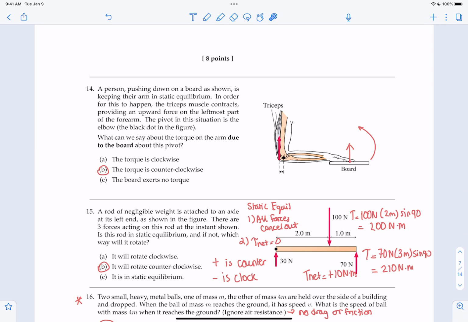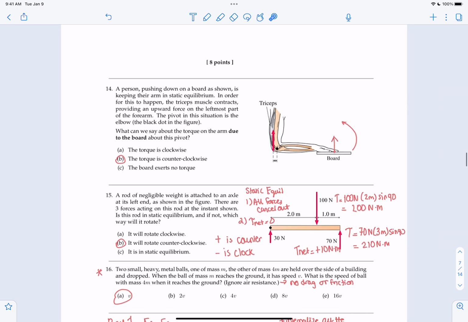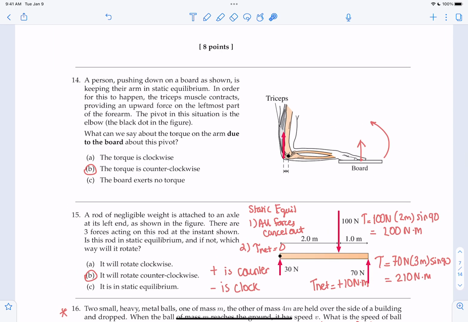I hope the counterclockwise, clockwise stuff doesn't throw you guys too much off on the exam, because I know it can sometimes be a little bit confusing. But if you just use the pencil trick, I kid you not, I was flipping pencils the entire exam.